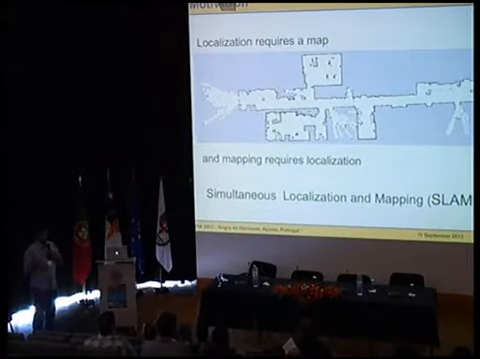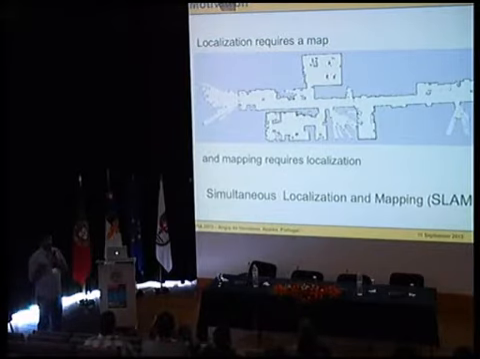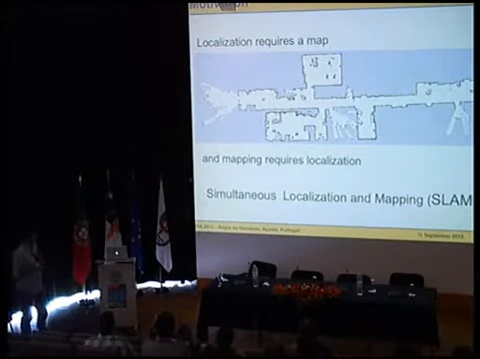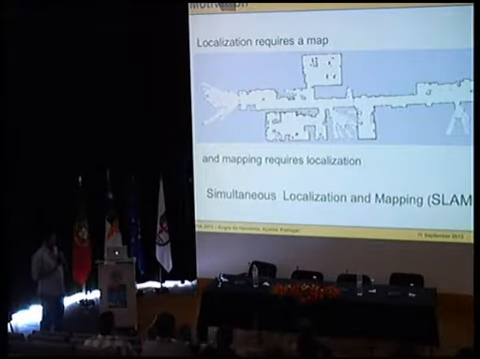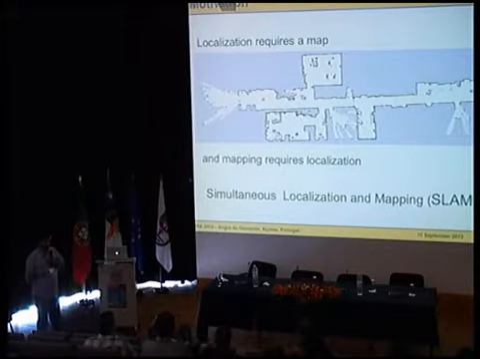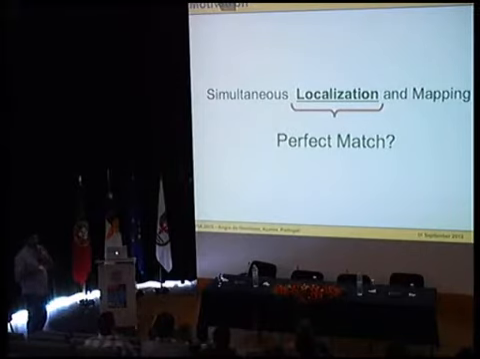As we all know, localization requires a map. As you can see here, this map is a grid map that was built using the observations of the robot. But to create a map, we also need localization. This is kind of a chicken and egg problem: you need a map to do localization, but you also need localization to build your own map. This problem is called simultaneous localization and mapping, or SLAM. So the question is, can we use the perfect match in SLAM? Let's see if it is possible.